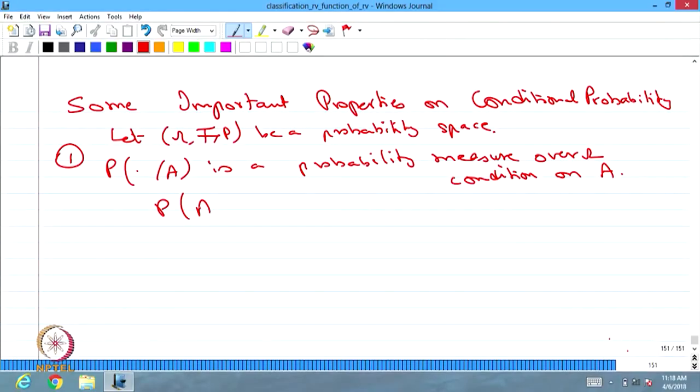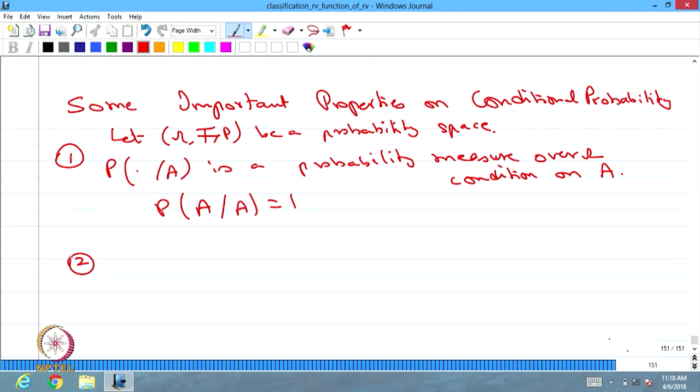P of A is always greater than or equal to 0 for all A belonging to F, P of the whole set is 1, and for mutually disjoint events, P of union is the same as the summation of P of A's. The same thing is satisfied here also. Here the P of A given A is going to be 1, whereas in the axiomatic definition of probability the P of omega is 1. Here the conditional probability is also a probability space, so P of A given A is equal to 1.